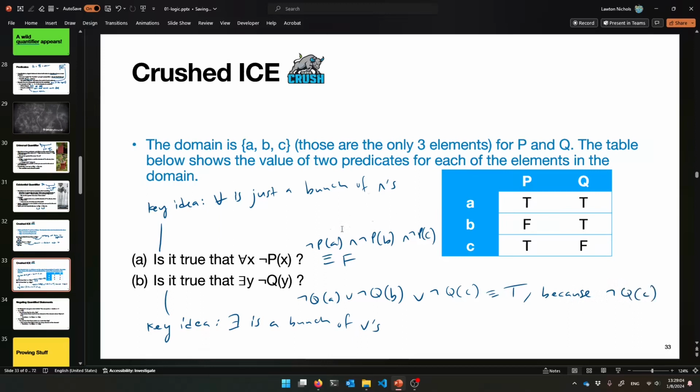So that's how I want you to think about them. Even if you have an infinite domain, it's really just a bunch of ands for all, and a bunch of ors for there exists. You just got to find one good one, and then it makes it all true. But for all, you gotta make sure they're all true at once. Okay, it's a bit harder.